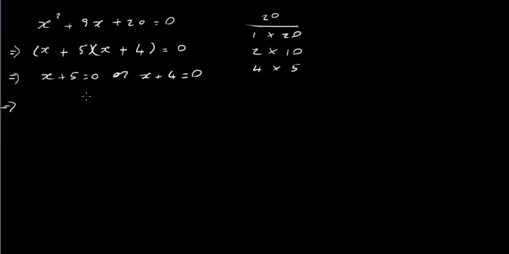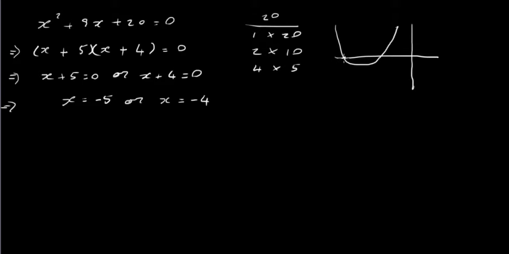And again, if we solve this here, subtract 5 from both sides, you get x is equal to minus 5. Or here, subtract 4 from both sides, you get x is equal to minus 4. So in this particular case, our 2 values for x, our 2 solutions, are minus 5 and minus 4. So you know that graph would look something like this. It's a parabola again. This would be minus 5. This here would be minus 4. And we get a parabola like this. Okay, so that's one way of solving it.